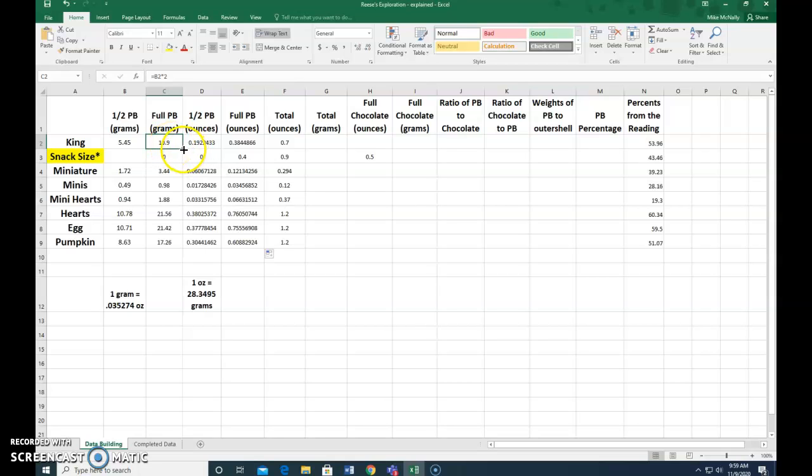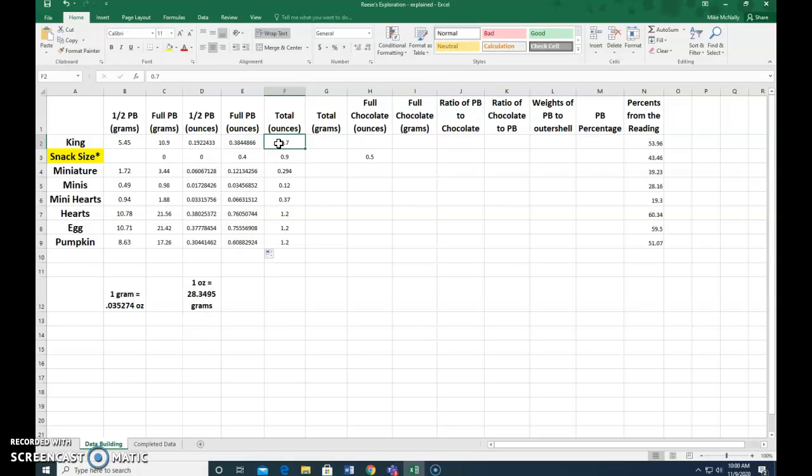Then we grabbed the little box there, we pulled it down, and we multiplied all of these times 2 to get this. Then to get ounces, we took the number of grams times 0.035274, and that gave us ounces. And then to get the full ounce, we multiplied this cell by 2, and we got that. And then we pulled that down and did the same thing to all that. Okay, so now we have the total amount in ounces.